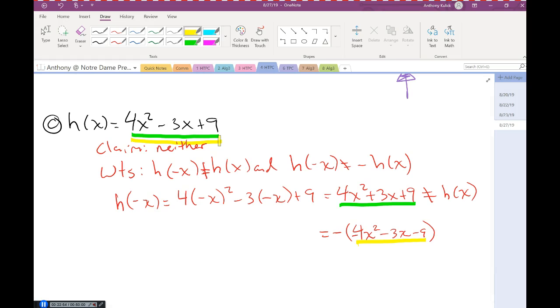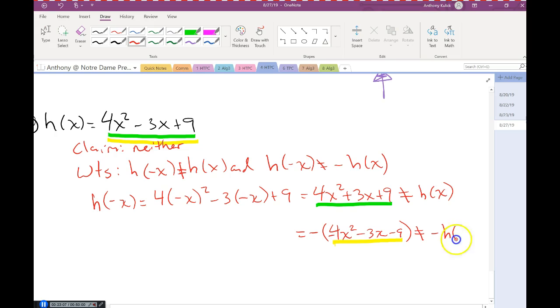No, right? What's different? We have the sign on the 4x squared is different and the sign on the 9 is different. Everybody agree with that? So this definitely is not negative h of x. So we're done. Everybody okay with that idea?